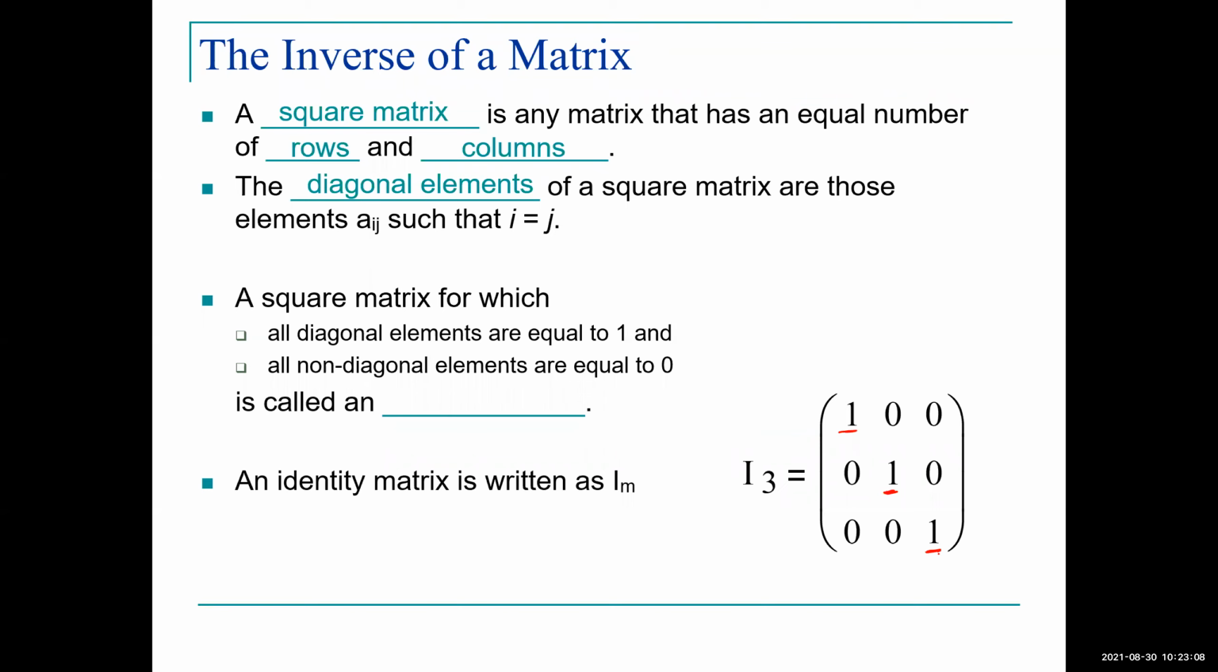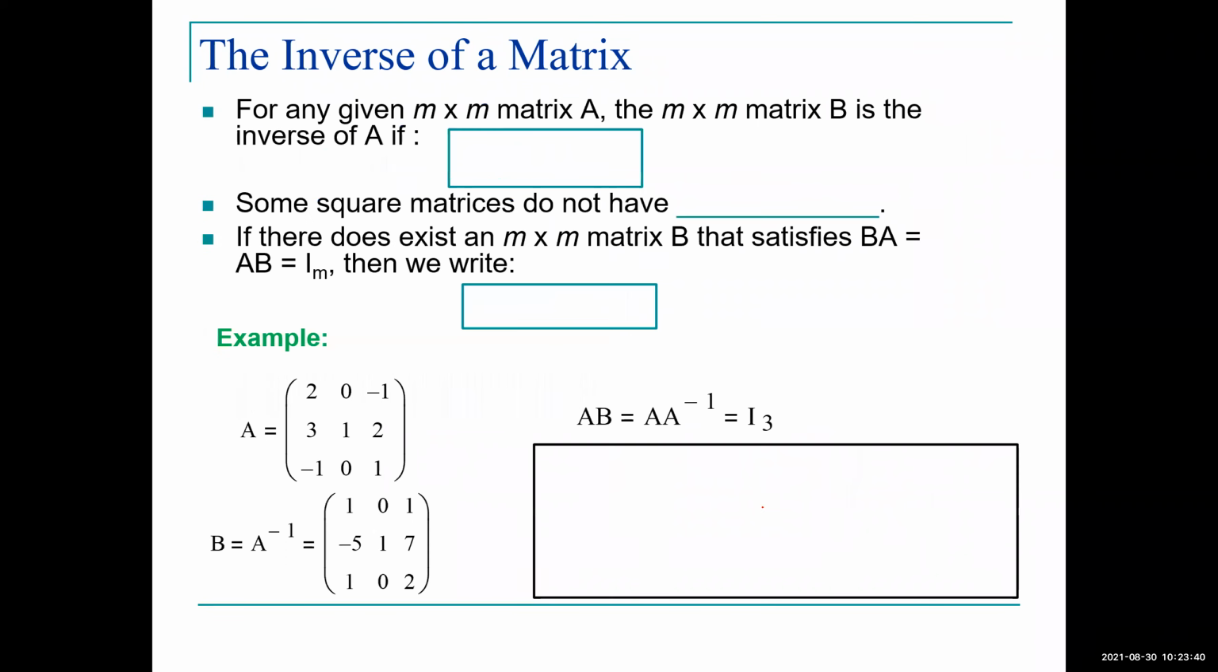So a square matrix for which all diagonal elements are equal to 1 and all non-diagonal elements are equal to 0 is called the identity matrix. So this is an example of an identity matrix. And we name the identity matrix with an I and with the number of rows. So M is the number of rows. So in this case, we name that identity matrix I3. I for identity, 3 for the number of rows. So we have the identity matrix.